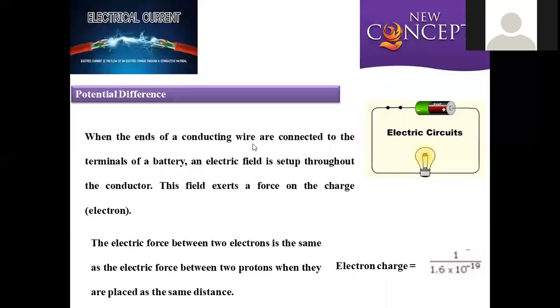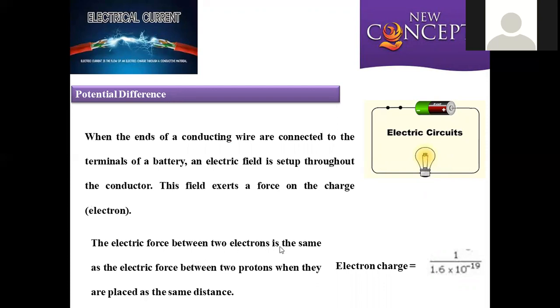Potential difference. When the ends of a conducting wire are connected to the terminals of a battery, an electrical field is set up throughout the conductor. This field exerts a force on the charge, right? Here we can see we already performed this activity, where a battery was taken and its two terminals were connected with a conducting material. Let us assume it is copper wire. Now it is connected to the bulb, where illumination of the bulb is possible due to the formation of an electrical circuit. It is a closed circuit, so the electrical circuit was made and illumination of the bulb is possible.